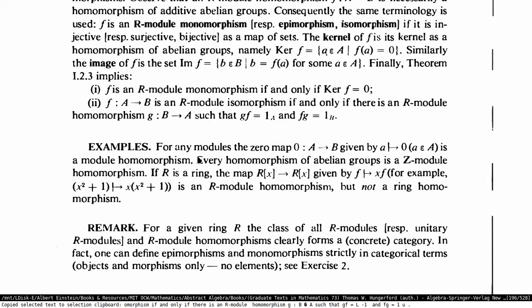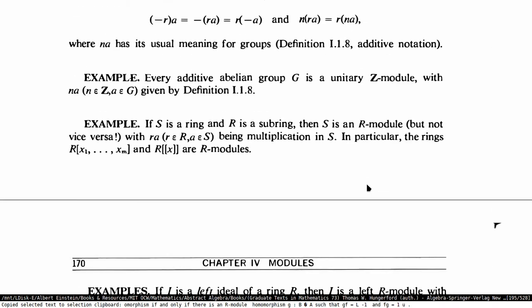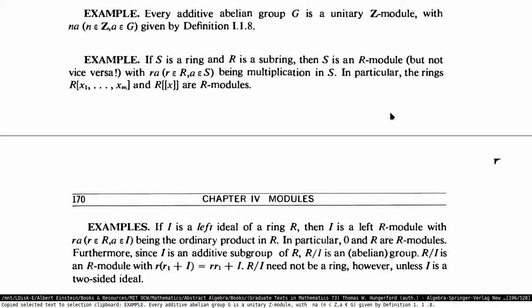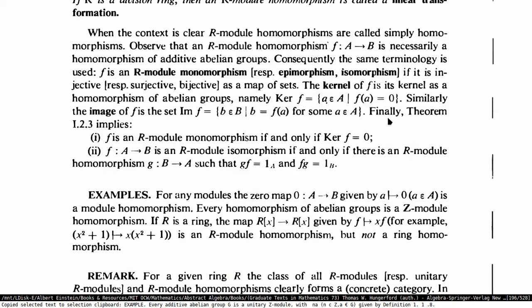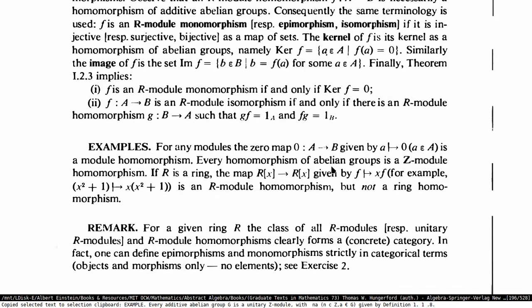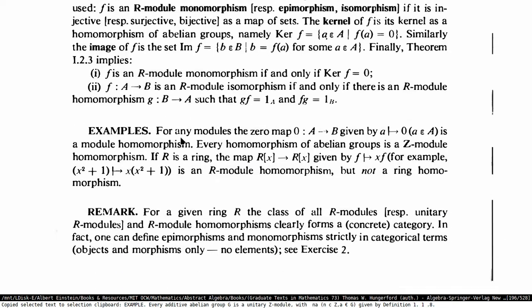Now, he says that every homomorphism of abelian groups is a Z-module homomorphism. Right, because we saw that every abelian group can be made into a unitary Z-module, right? And he follows with the same example.